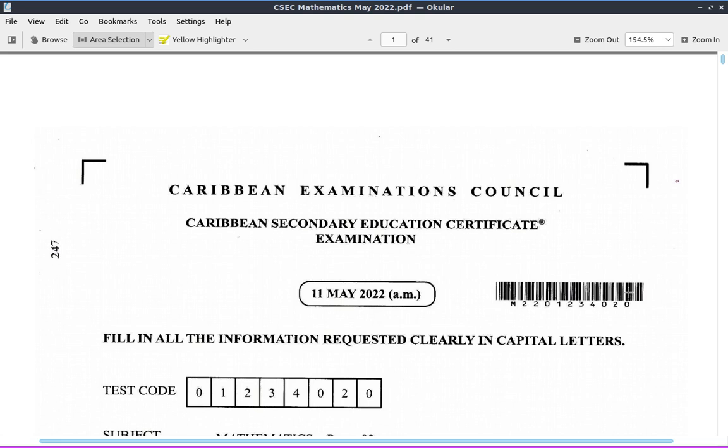Now remember, it's a past paper, so don't go and subconsciously think that the same questions are going to be coming up in your upcoming exam. All right? It's going to be different questions. The important thing is that you understand the principles behind working out these questions. All right?